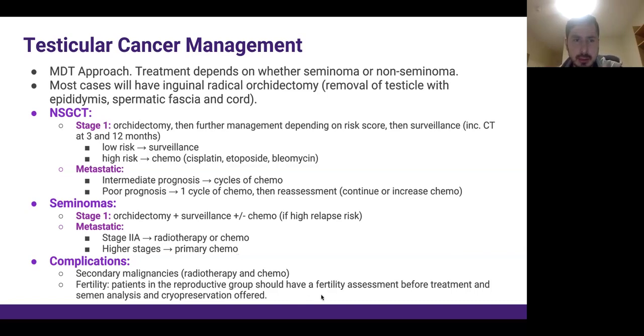And as always, with testicular cancer, you're removing a testicle, so you have to think about the long-term fertility plans. So a fertility assessment is often very useful, so you can have semen analysis and preservation, so that this doesn't affect patients down the line.